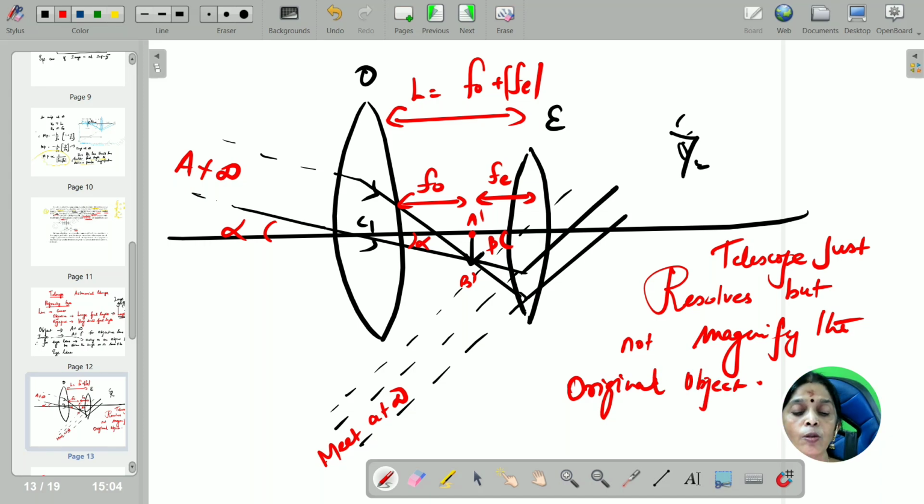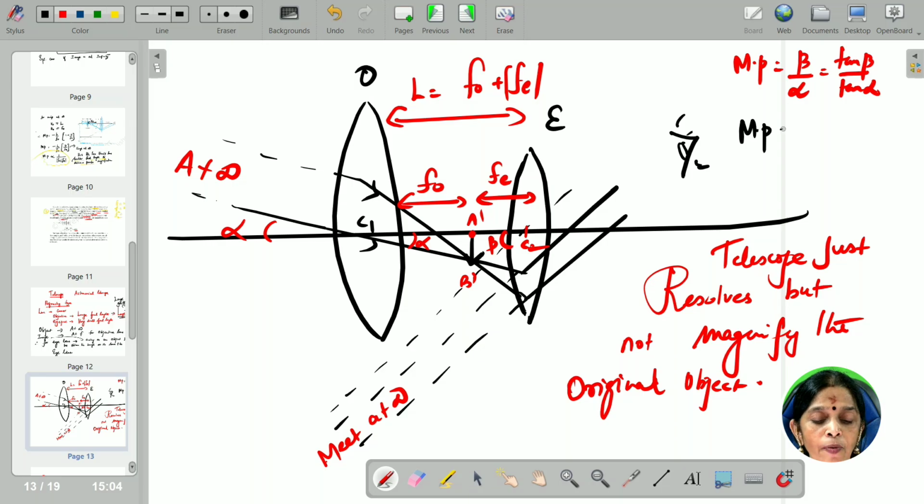So now I am going to find the magnification power, which is equal to beta by alpha. Now it's very easy, you can find from the triangle what is beta and what is alpha. Beta is A dash B dash divided by A dash C2, so that is tan beta by tan alpha. So magnification power is tan beta, which is A dash B dash divided by A dash C2, divided by A dash B dash divided by A dash C1. That is what I am writing.